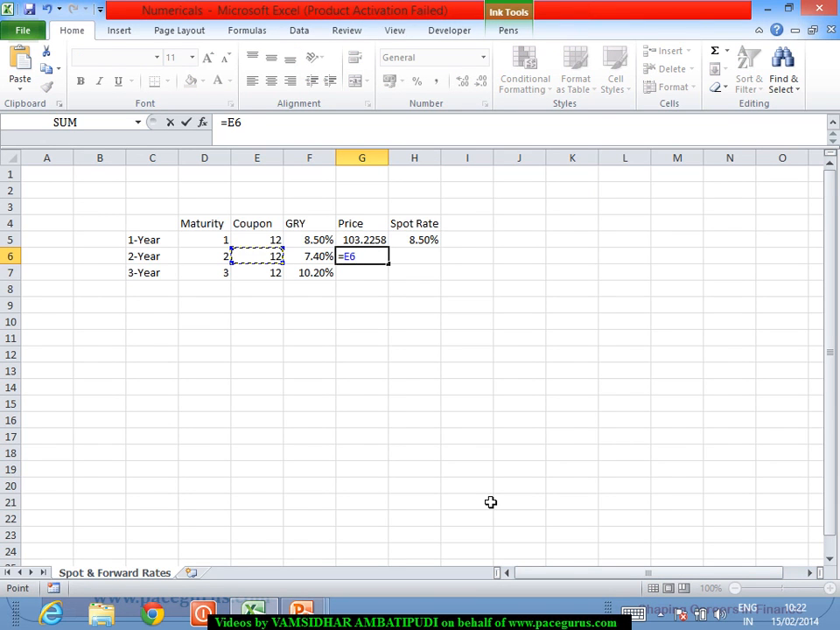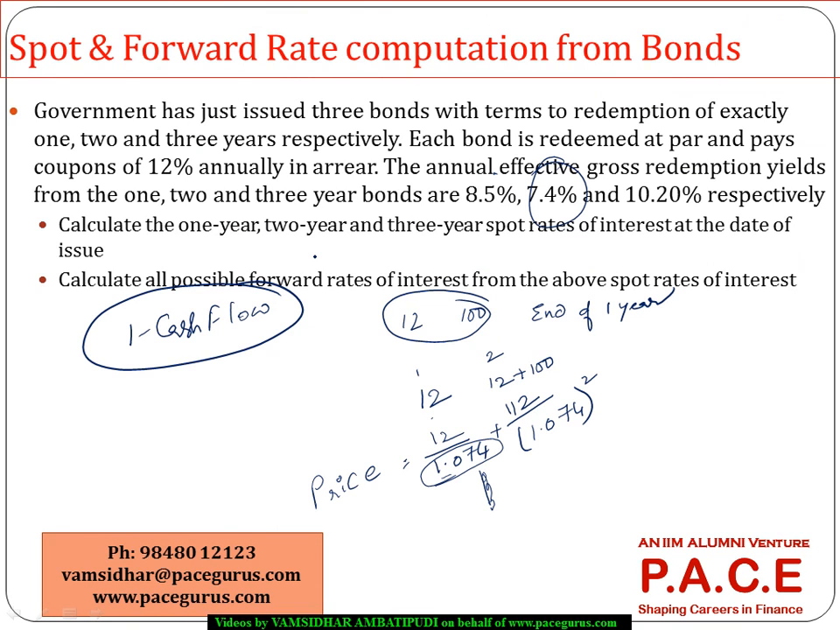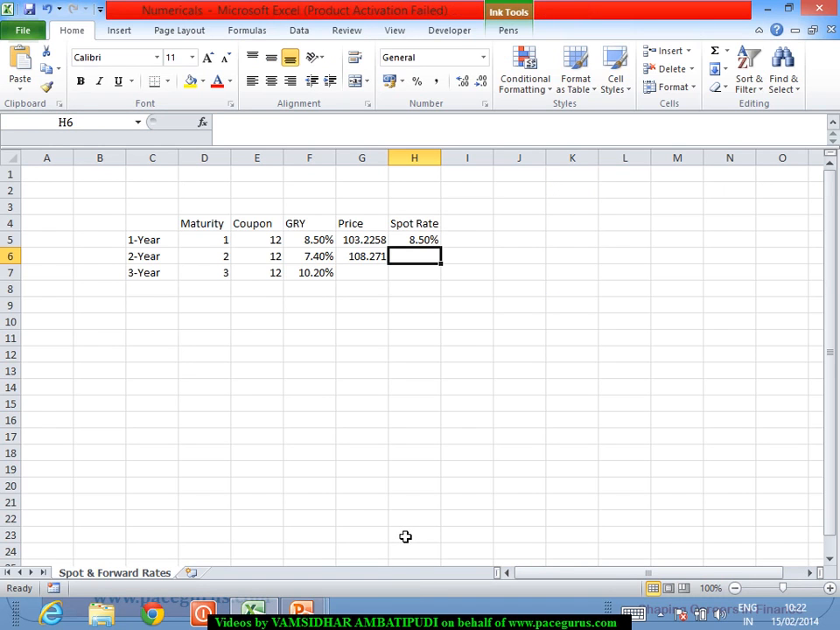So first I should find out the price of this bond, going with 12 divided by 1 plus 7.4% plus 112 divided by 1 plus 7.4% squared. So the price of this bond is going to be 108.271.